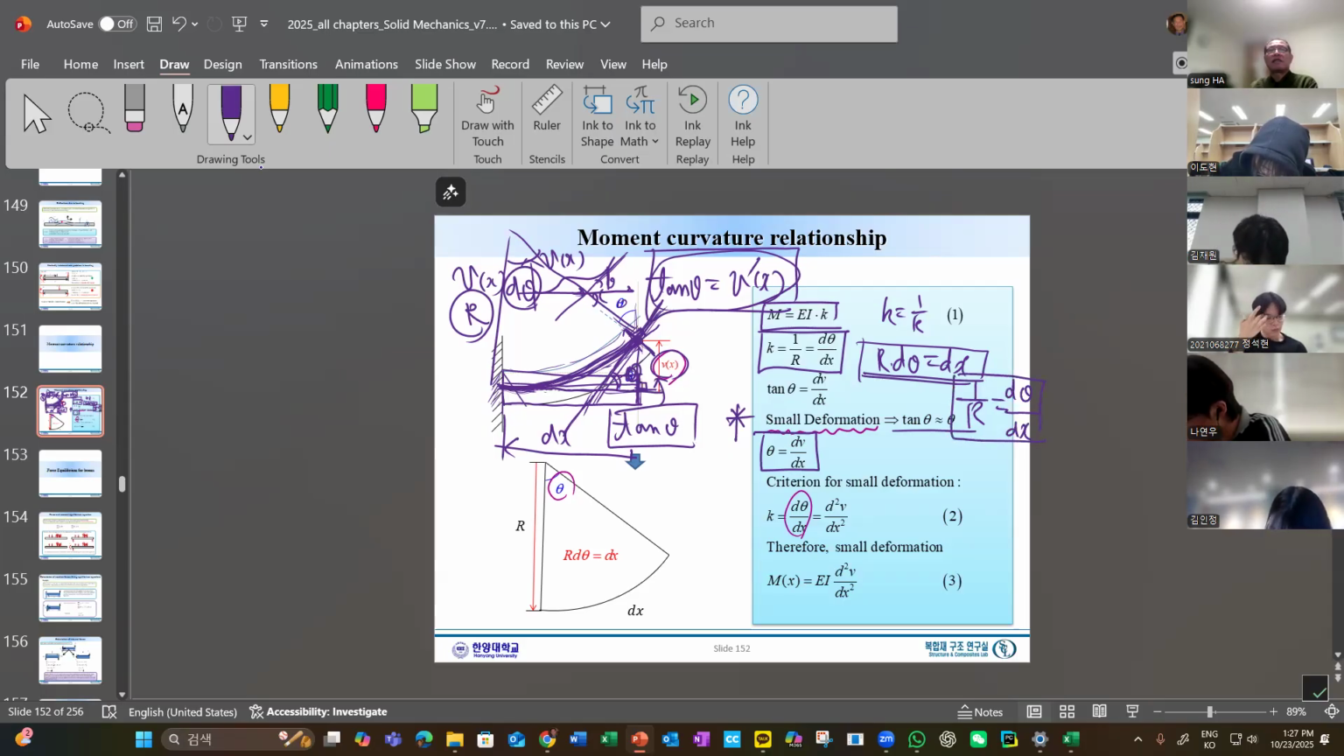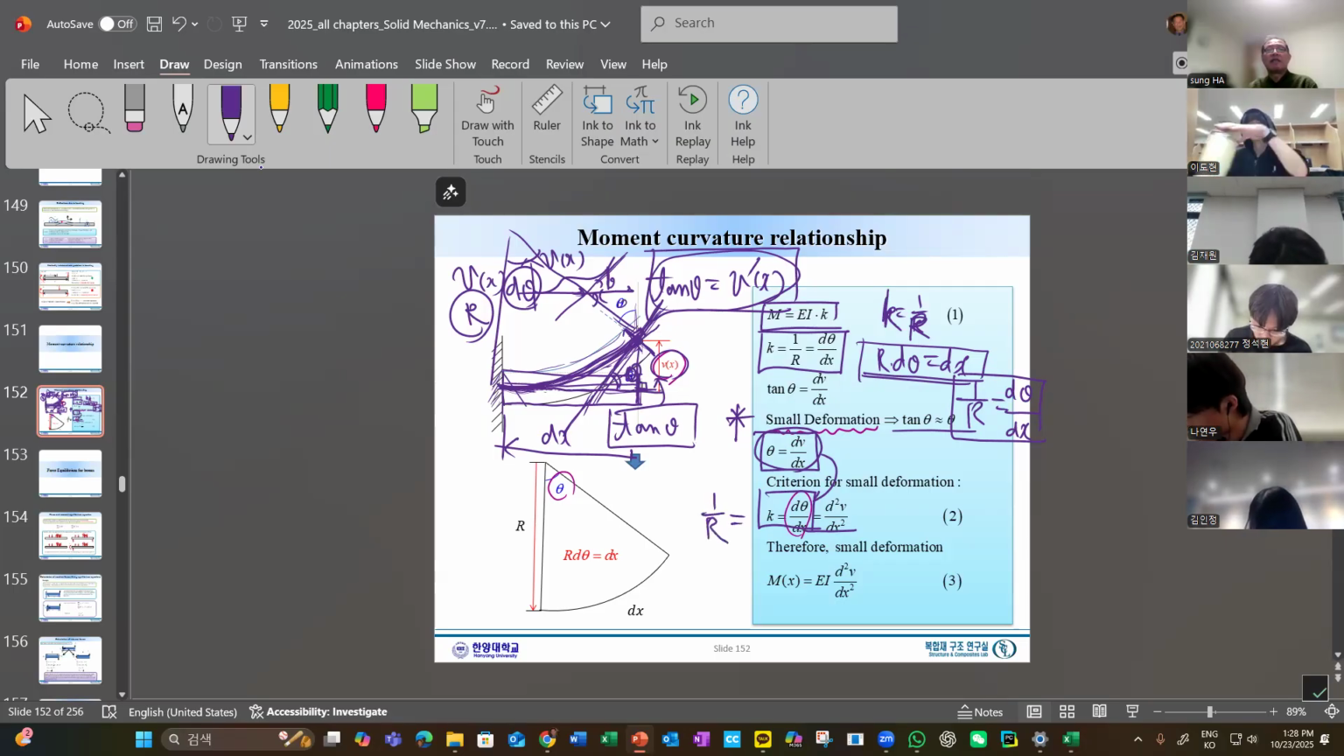And 1 over r is simply, this is r, this is k, okay? Now, we got theta in terms of v, and we simply put it here. So the curvature k, or 1 over r, is now given as the second derivative of deflection. This is the one we obtain. This is the one we're going to use.